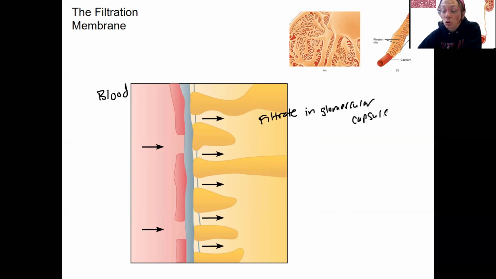And similar to the respiratory membrane, it's made up of more than one layer of cells. So we are going to have, you could probably guess here, the capillary endothelium. This is a fenestrated capillary. So there's fenestrations or pores located here.